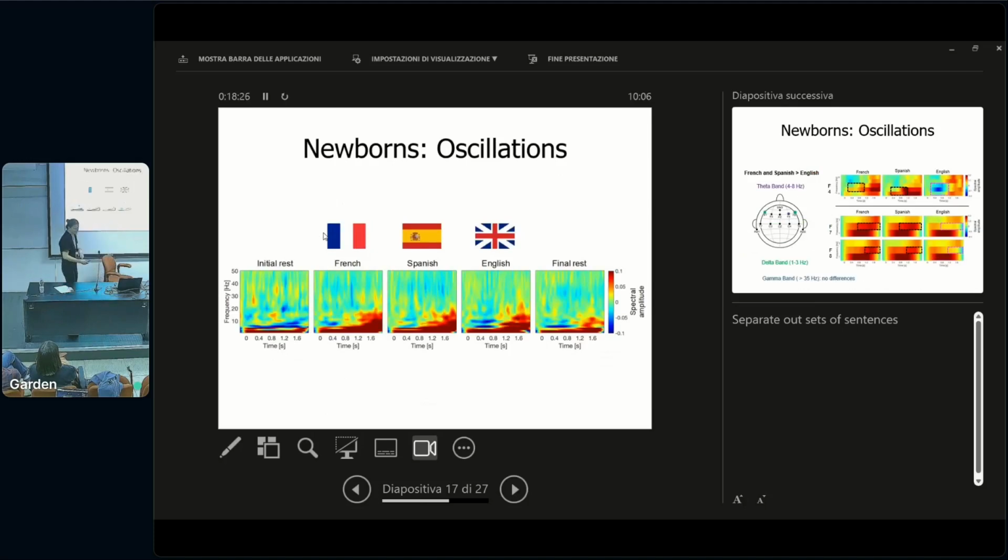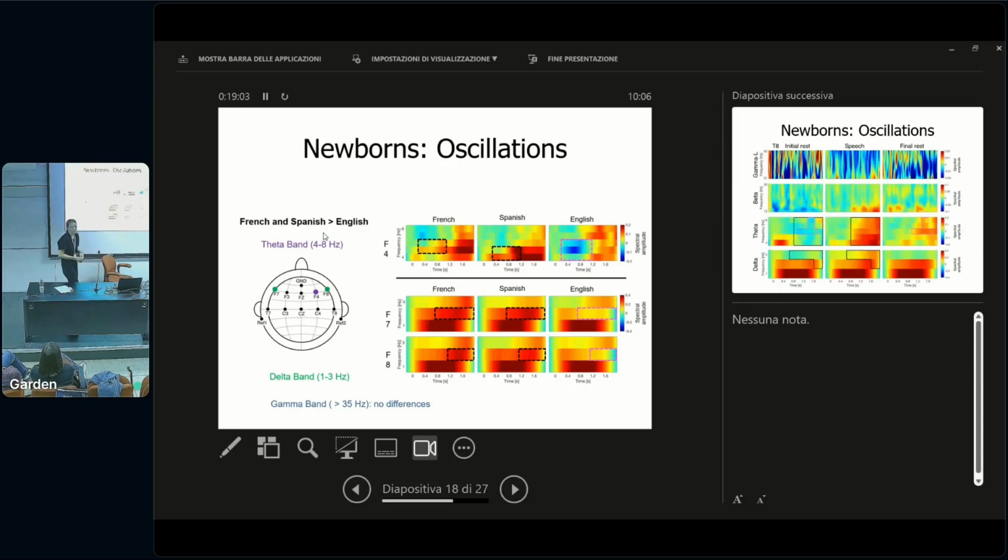Now the oscillations. These are the time-frequency responses in all 5 of the conditions: the 2 silence periods and the languages, the full spectrum. And this is time for me to thank Eugenio, because this was done with his tools and a lot of the emails that we exchanged. So thank you, Eugenio, again. It looks like normal standard EEG.